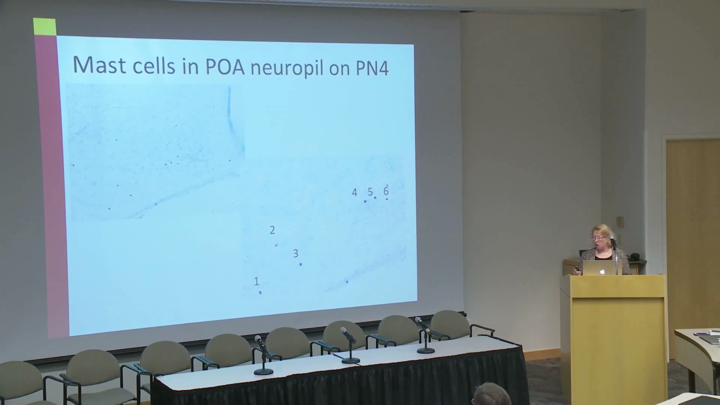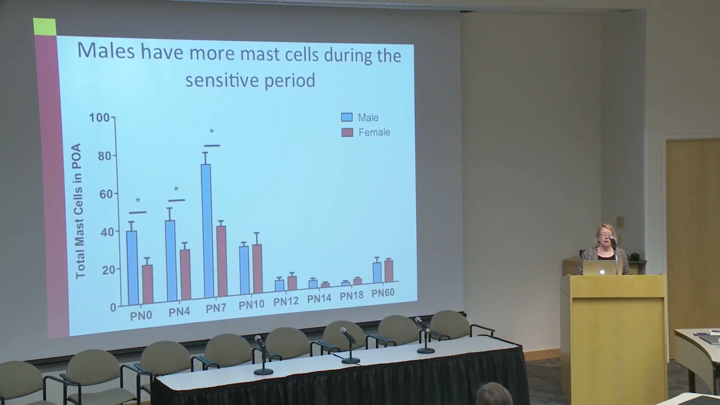But as you can also see, if you know anything about mast cells in the brain, they're usually found out here. Like here's one down here in the meninges. These guys are all in the neuropil of the brain, of the preoptic area in particular. This isn't true everywhere. She quantified these across development, and on the day of birth, males have about twice as many mast cells as females.